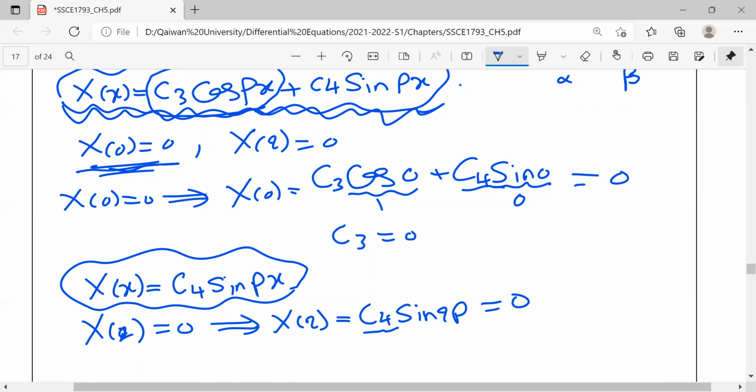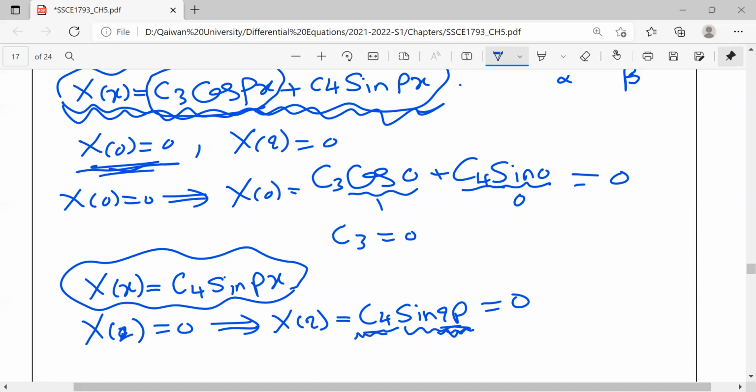C4 must not be 0, because if it's 0, then X is 0. The solution for X is only 0, which is the trivial solution. We don't want a trivial solution. We must look for a non-trivial solution. Okay? C4 must not be 0, so this term must be 0. For which angles is sine 0? If the angle is n pi, sine of n pi is 0. That means we equal the angle to n pi.